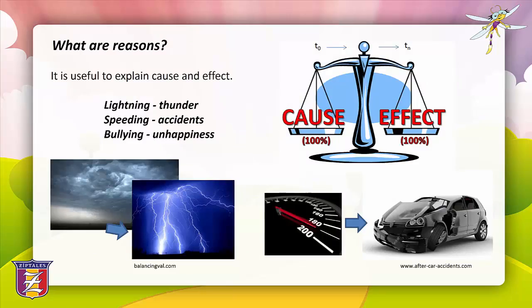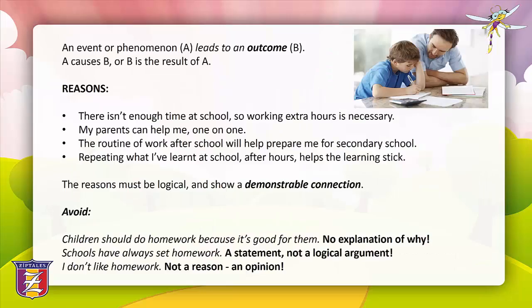What are reasons? Here it is useful to set up a simple lesson on the concept of cause and effect. For example, lightning produces thunder. Speeding produces accidents. Bullying produces unhappiness. The first element, the cause, leads to the second element, the effect. Children must grasp the need to show that an event or phenomenon, A, the first part, leads to an outcome, B, the second part. A causes B, or B is the result of A.